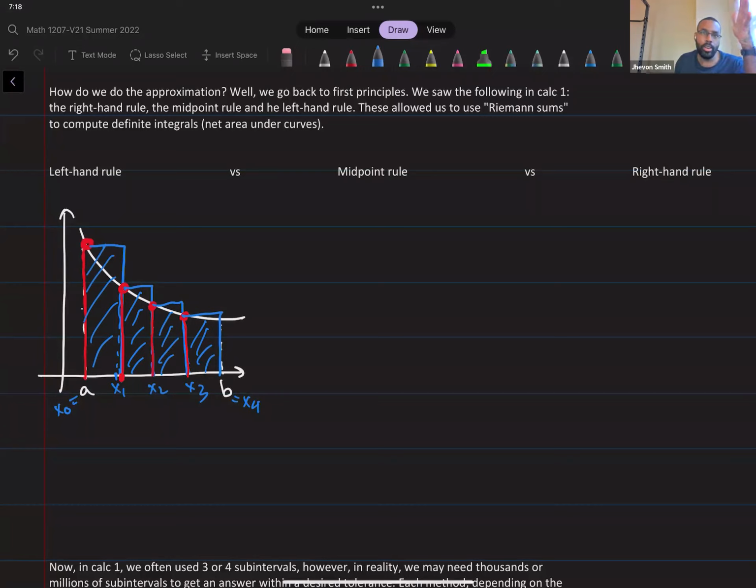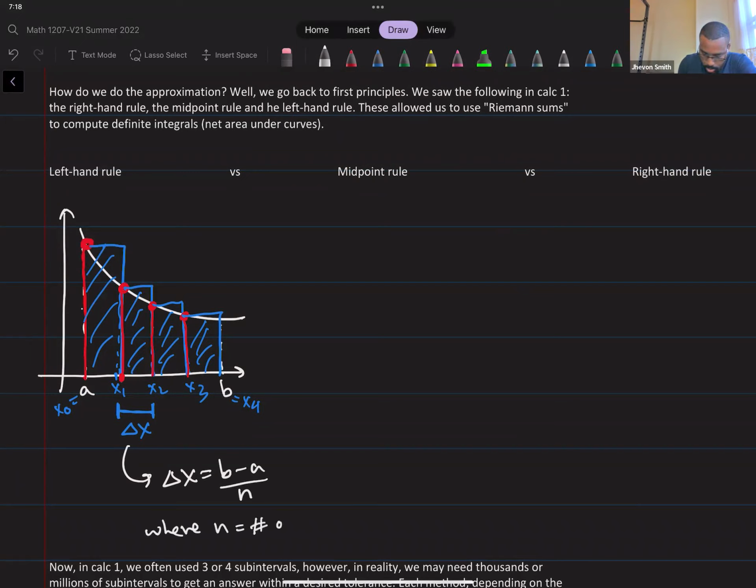So for us, we always break up the interval into equal lengths. Each of these lengths is what we call delta x. And we actually have a formula for delta x. Delta x equals b minus a over n, where n is the number of subintervals. Right? So this takes the length AB, which is going to be b minus a, and we slice it up into n parts. In this case, n equals 4. So I slice this up into 4 subintervals.